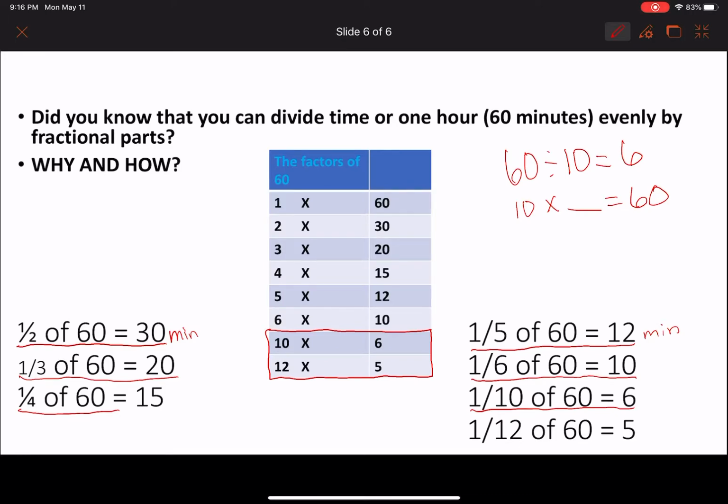And then the last one is 1/12 of 60. 1/12 of an hour. We know that's 5 minutes because we just did that on that last slide. And so you can do 60 divided by 12 equals 5, or you could do 12 times some number equals 60. And we know 12 times 5 equals 60. All right, guys, that's fractional units of time. Excellent work.